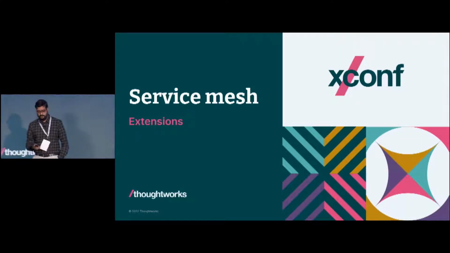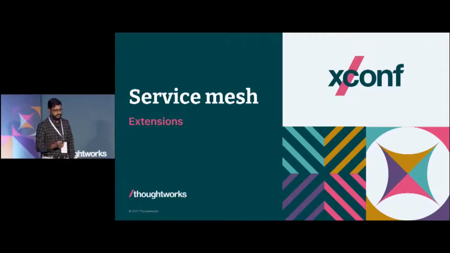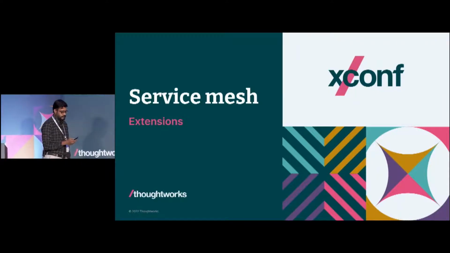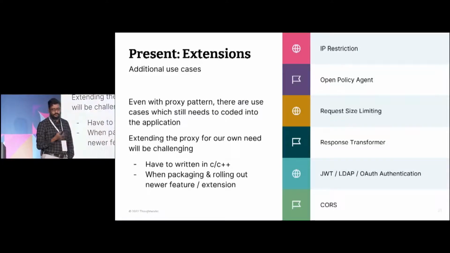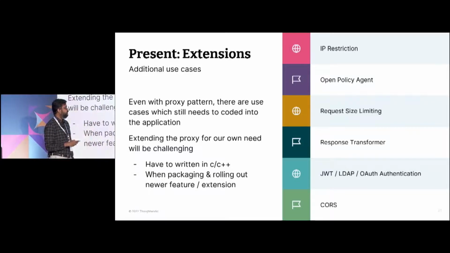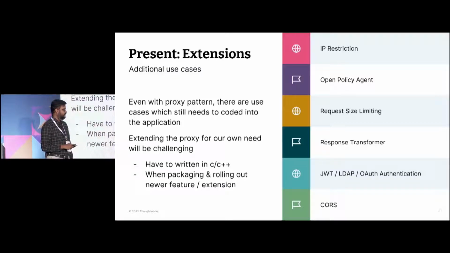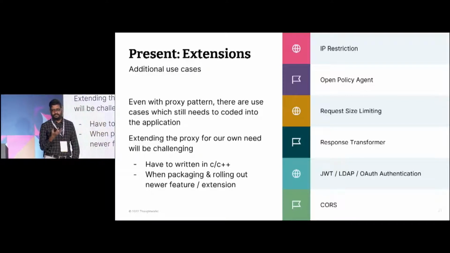So the next problem is extension. What I mean by extension is there are use cases. Even though we brought in proxies which can do all these things, there are still a few cases which proxies cannot handle. For example, response transformer. Let's say you are returning JSON, and suddenly you want to return XML, or some other format. You still have to code for this.